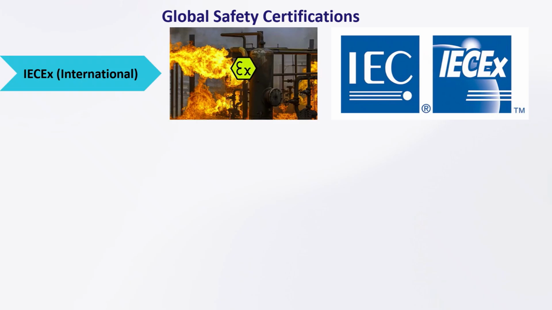Here, ia means intrinsically safe. IIC indicates the gas group. T6 is the temperature class. And Ga shows that the device is suitable for Zone 0 applications.